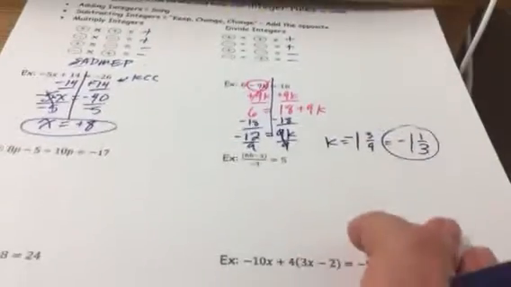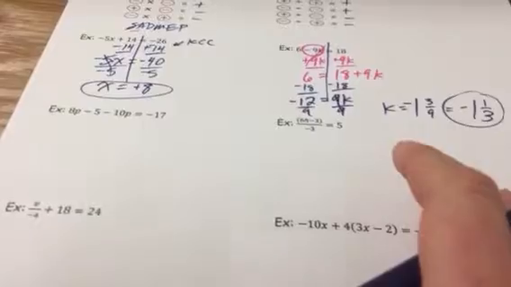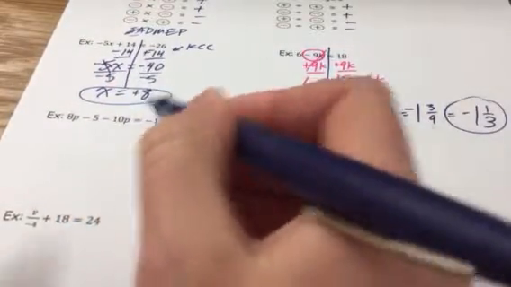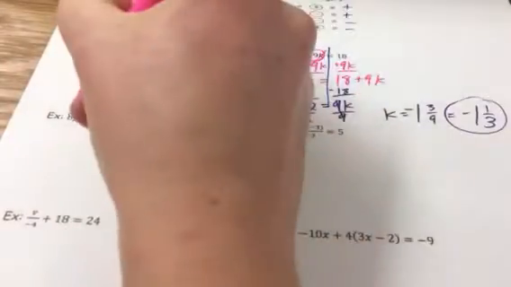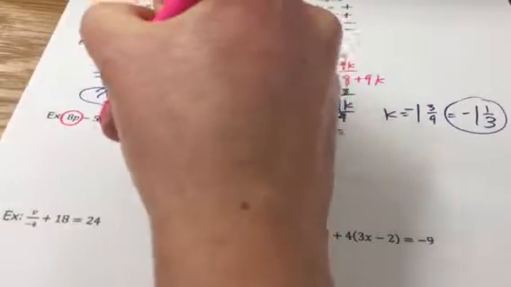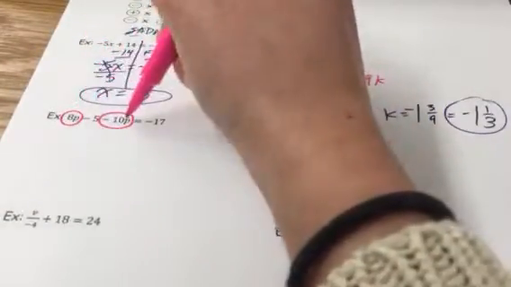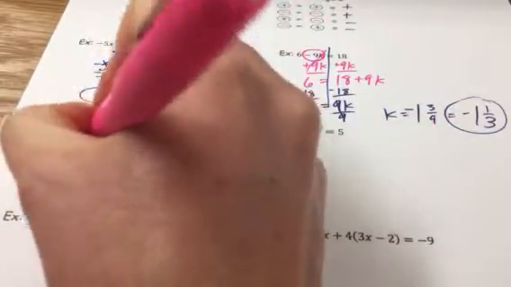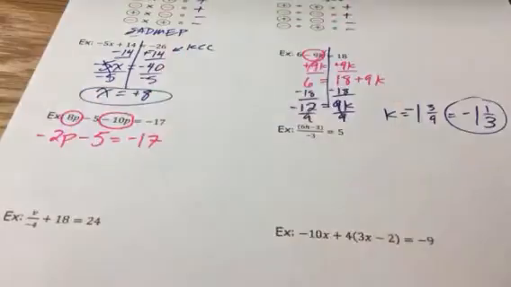Let's take a look at a couple more examples. Let me shift this a little bit. 8p minus 5 minus 10p equals negative 17. So our first thing we need to do is combine like terms. And I have 8p's minus 10p's. That gives you negative 2p minus 5 equals negative 17.